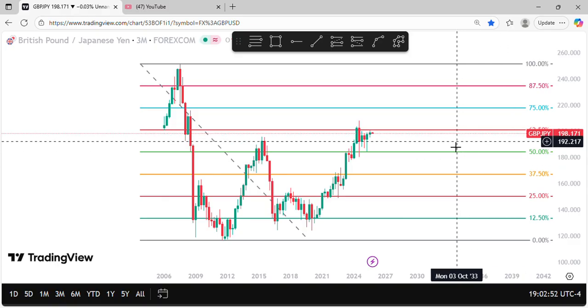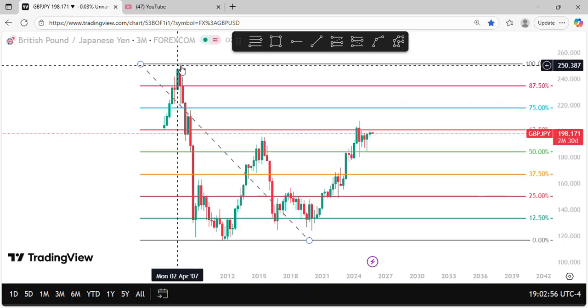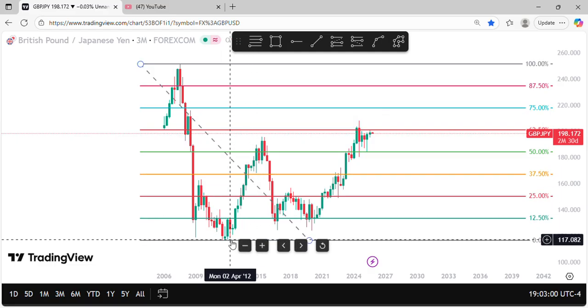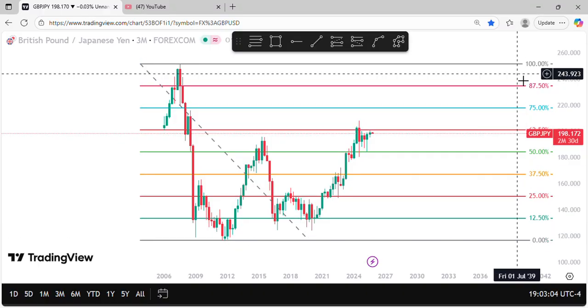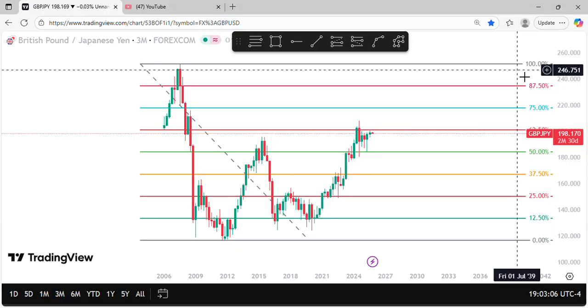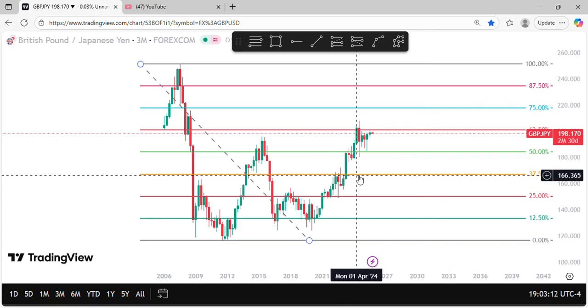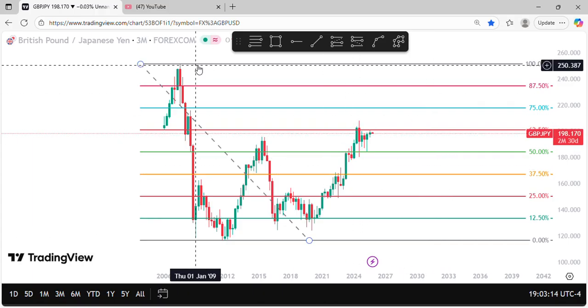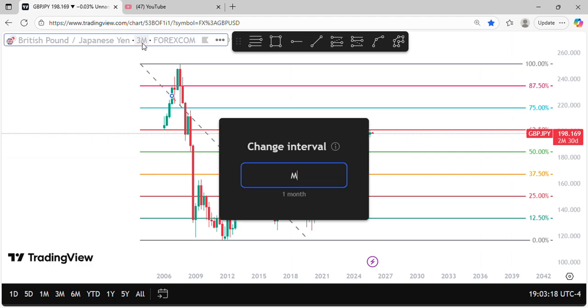So this is it. Currently I'm on the 3 months time frame, and I have marked my dealing range, which is from this high to this low, as you can see, and then the various levels from the 0 to the 100, right? And so we are going to move down into the lower time frames to make sense of what is happening in this chart.